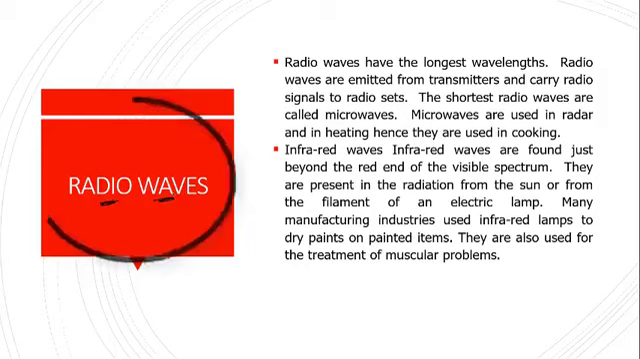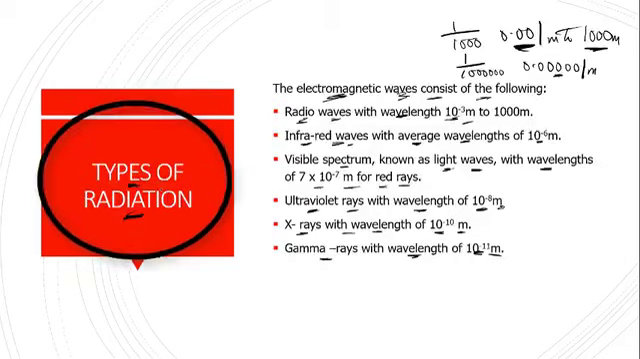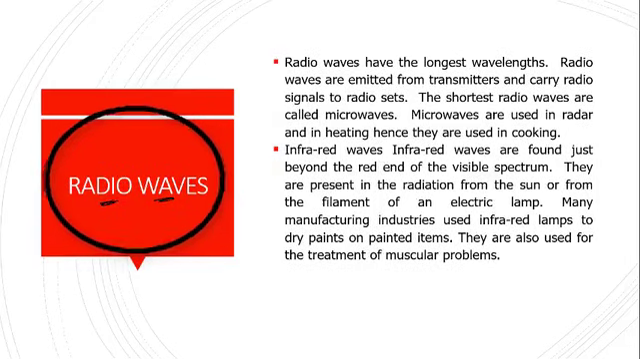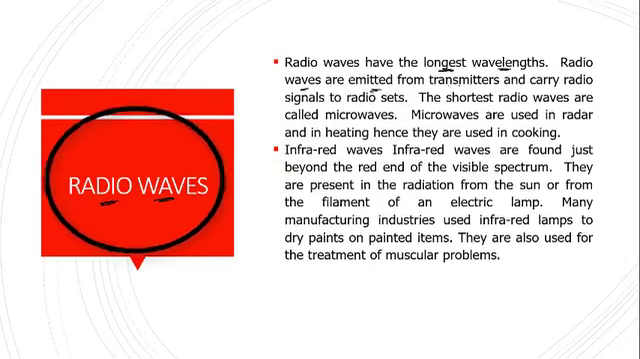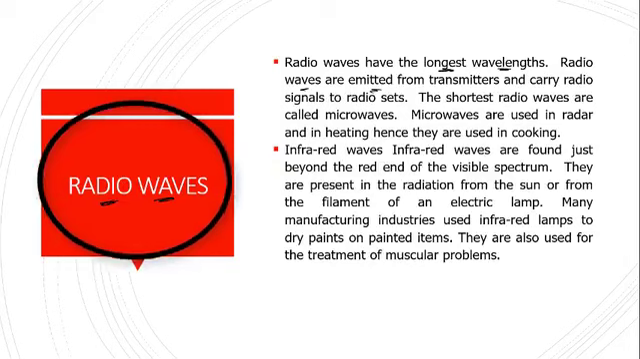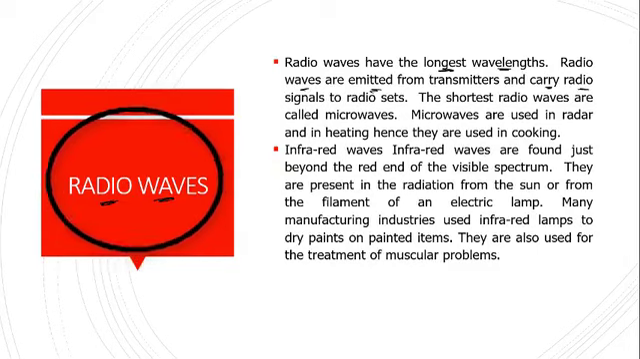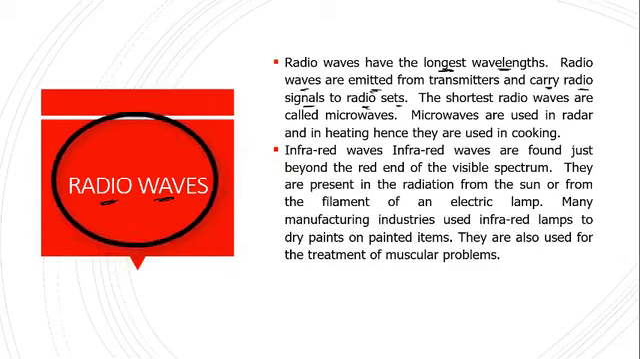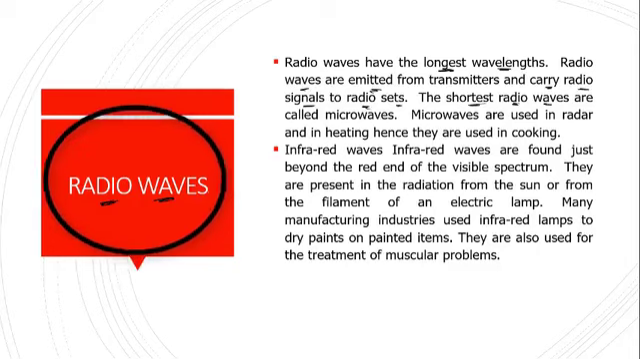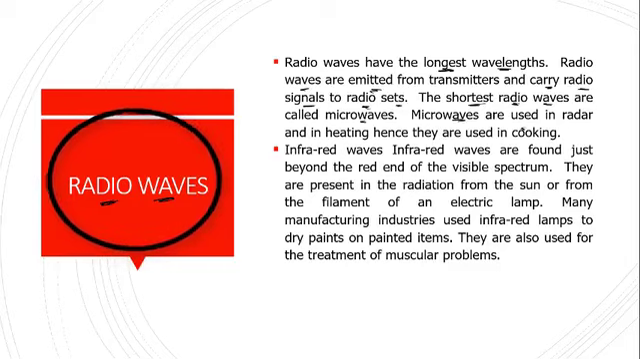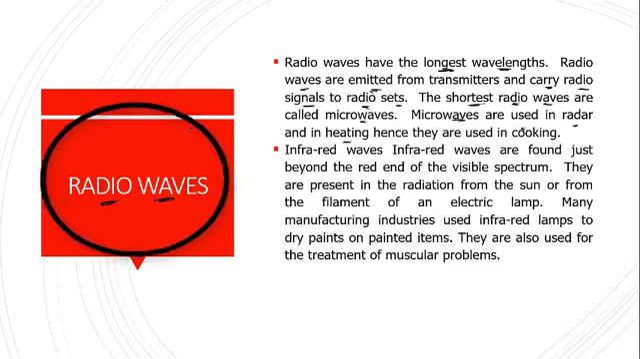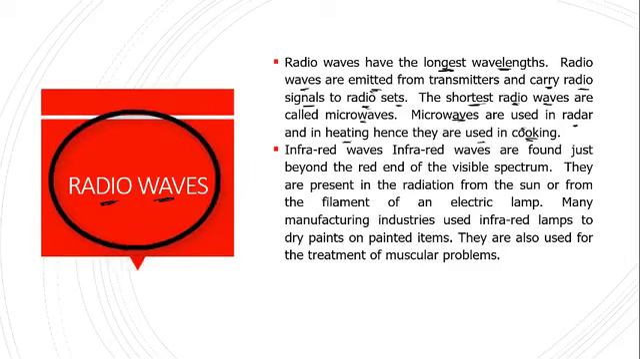Let's start with radio waves. As you can see from the previous slide, radio waves have the longest wavelengths. Radio waves are emitted from what we call transmitters, and they carry radio signals to radio sets. The shortest radio waves are the ones we call microwaves. Microwaves are used in radar, and they are used in heating.